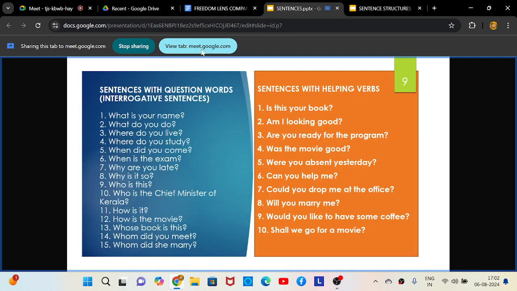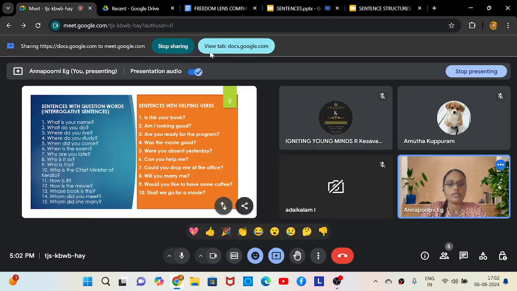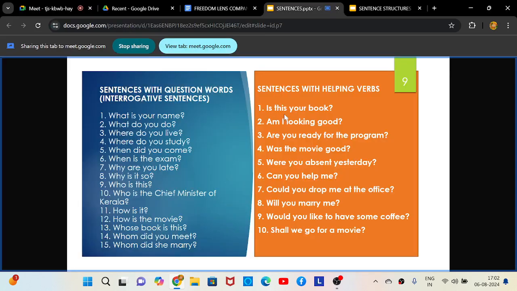So here you can see that there are different sentences beginning with helping verbs. All these sentences are beginning with some helping verb. So first is is. So is this your book? The next is am. Am I looking good? It means am I looking good or not?